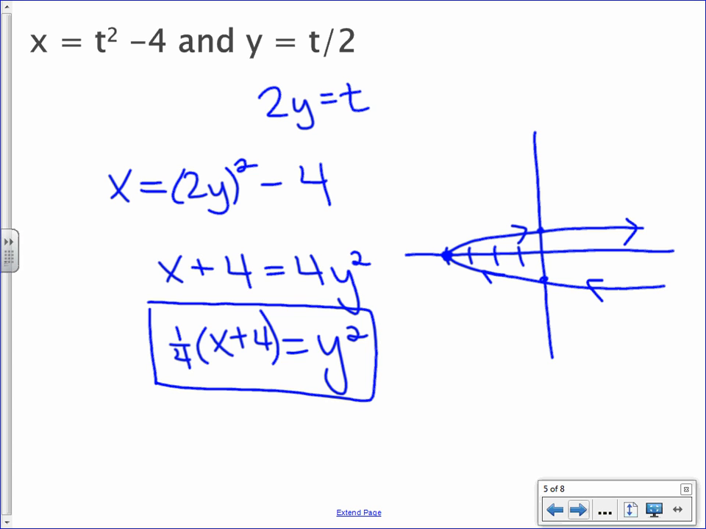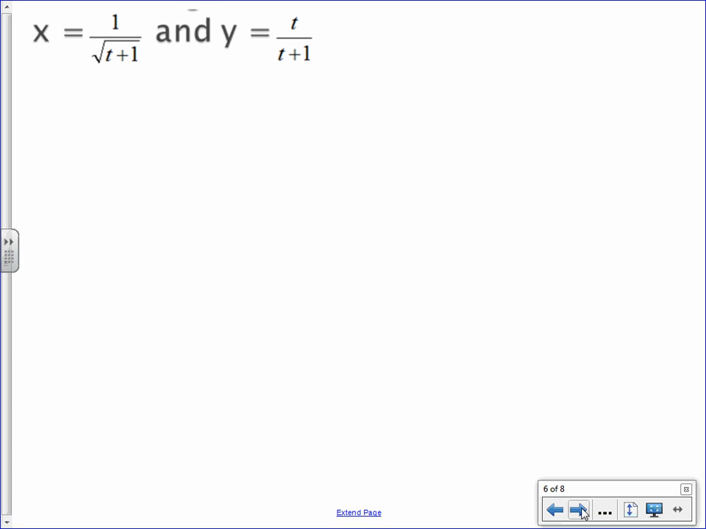All right, let's look at another one, maybe a little bit more complicated one. Do you have a question? I just said a little bit more complicated. I don't know if it's necessarily more difficult.